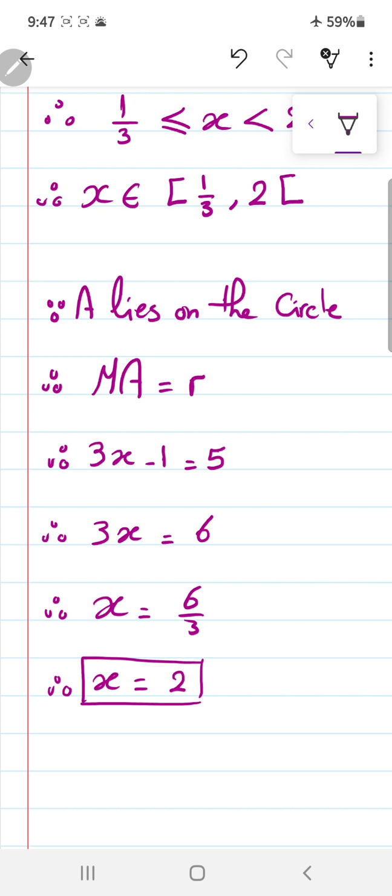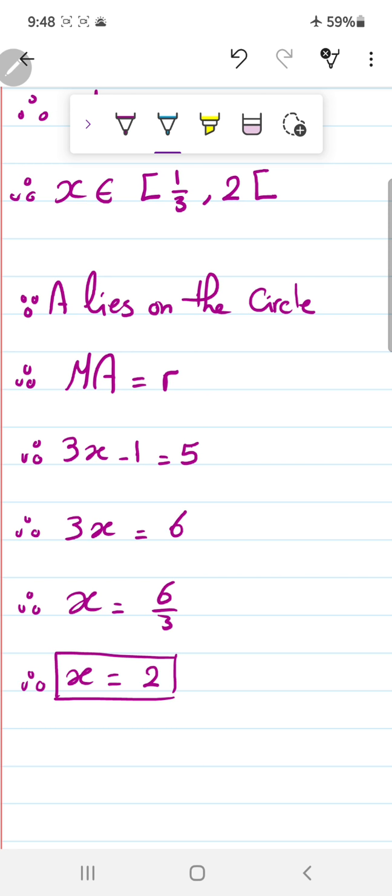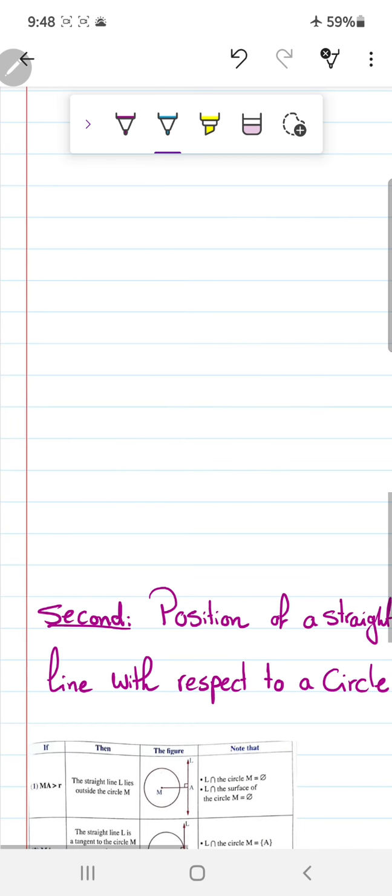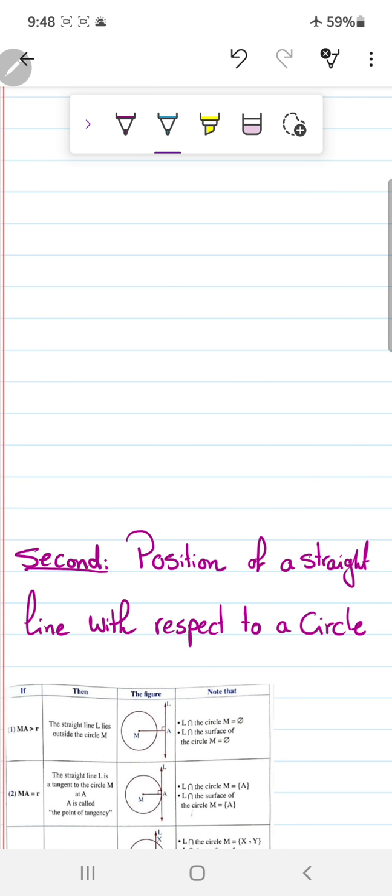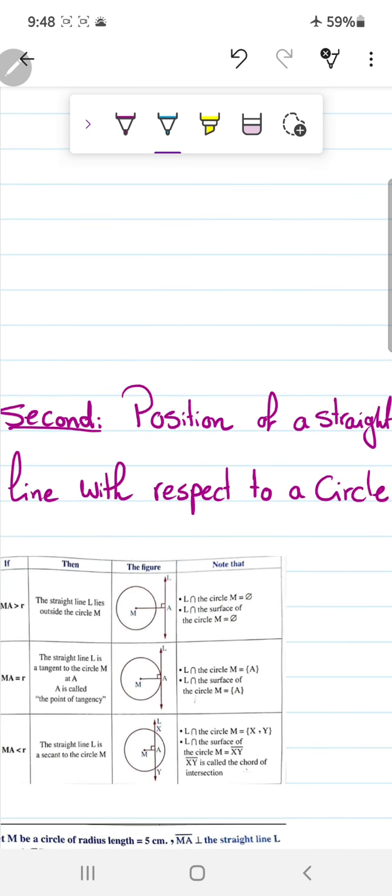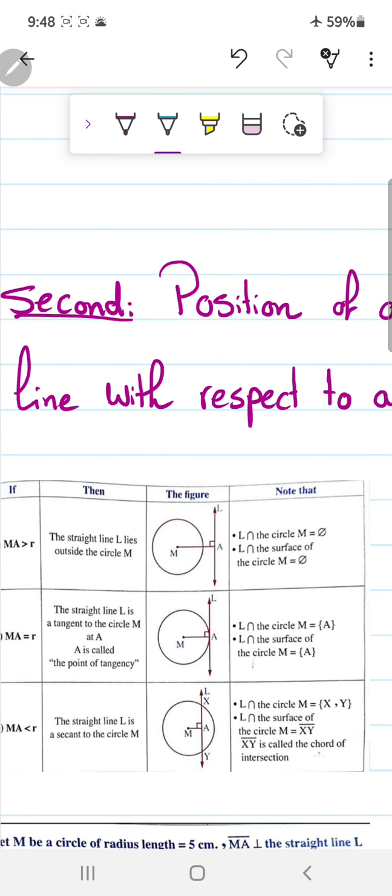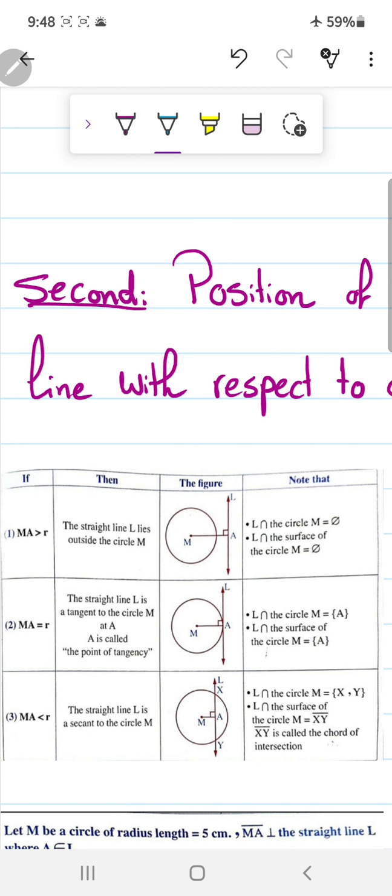Okay? Second, position of a straight line with respect to a circle. We have here a table. First, if MA is greater than the radius, we said in the point, it means the point is located outside the circle, or the point lies outside the circle.